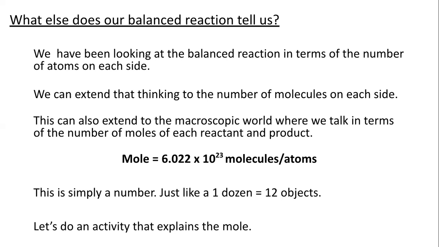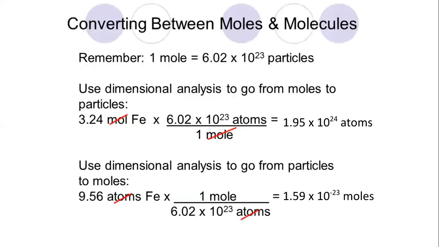So this is a very large number, as we learned in our scientific notation, and that's because atoms and molecules are very, very small. So 1 mole is 6.022 times 10 to the 23. And this number is similar to a dozen. So we know that 1 dozen of anything is 12 objects. So a dozen donuts is 12 donuts. So let's do an activity that explains the mole. So we're going to be converting between moles and molecules.